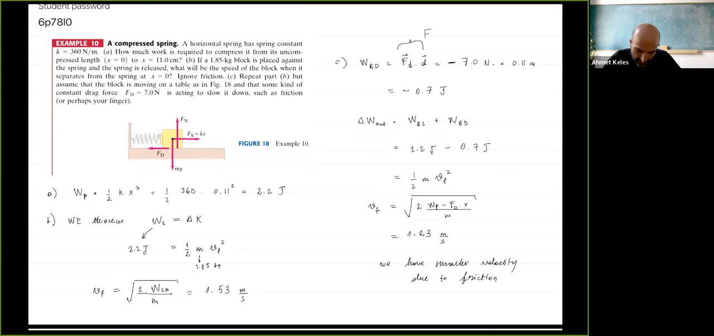So this is like F_D times cosine theta times D, but this angle is 180 degrees. And the cosine of 180 degrees is equal to -1. So this is going to be minus F drag times displacement. It's also a good way to look at it.